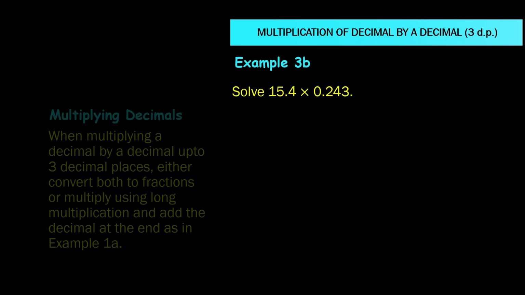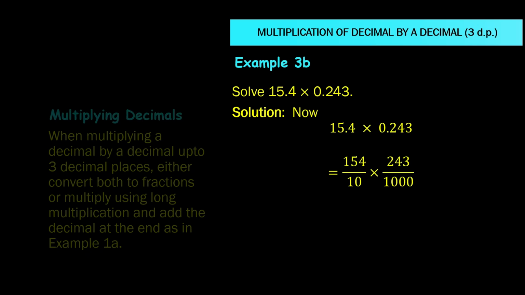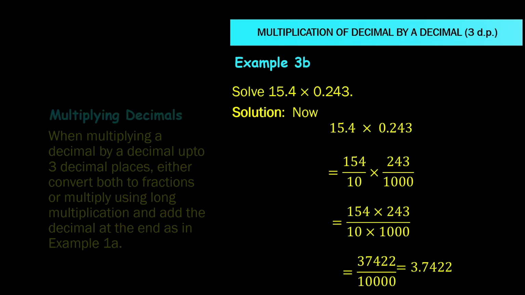Let's try another example. Again, convert the decimals to fractions. Move the decimal point in the first decimal once to the right and divide by 10. And move the decimal point in the second decimal 3 places to the right and divide by 1,000. Multiply the numerator by the numerator and the denominator by the denominator to give 37,422 out of 10,000, which is equal to 3.7422.